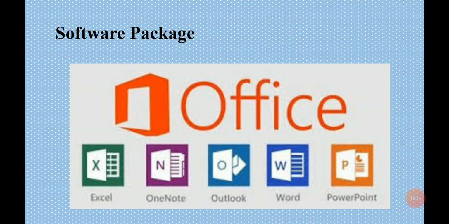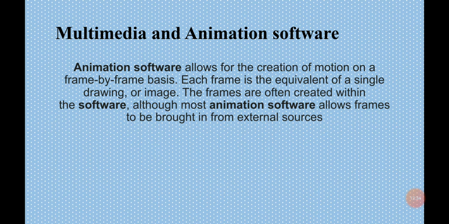Okay, so the last one we have is the multimedia and animation package. Animation software allows for the creation of motion on a frame by frame basis. Each frame is the equivalent of a single drawing or image. The frames are often created within the software, although most animation software allows frames to be brought in from external sources. So what is multimedia and animation software? That is what we watch in films. The films are also made by software known as multimedia and animation software.